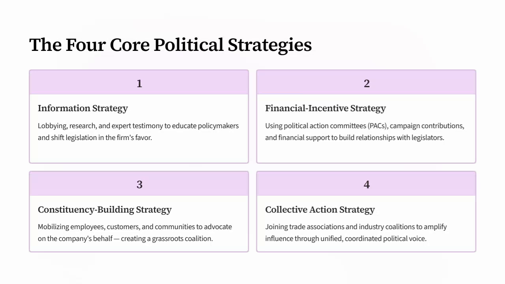This slide outlines 4 ways firms try to influence public policy. The first is information, using research, lobbying, and expert testimony to shape how policymakers understand an issue. Second, financial incentives build relationships through PACs, campaign contributions, and other support. Third, constituency building turns employees, customers, and communities into grassroots advocates. Finally, collective action extends a company's reach by joining trade associations and industry coalitions. Together, these strategies combine knowledge, relationships, public support, and coordinated industry influence to advance the firm's interests in the legislative process.